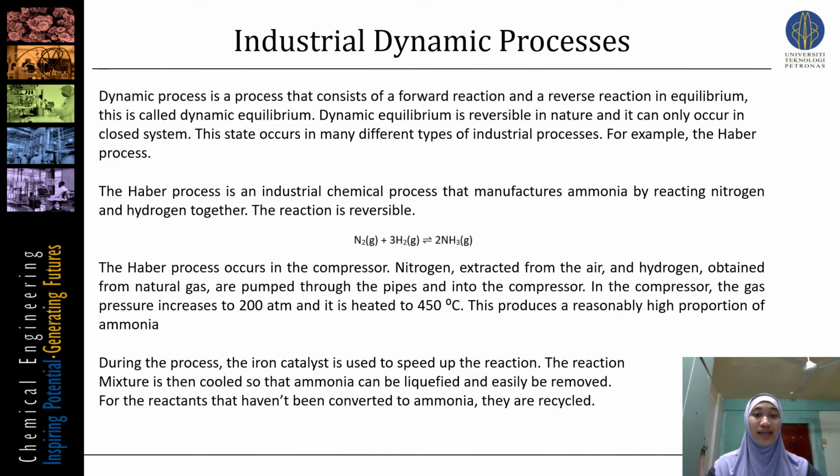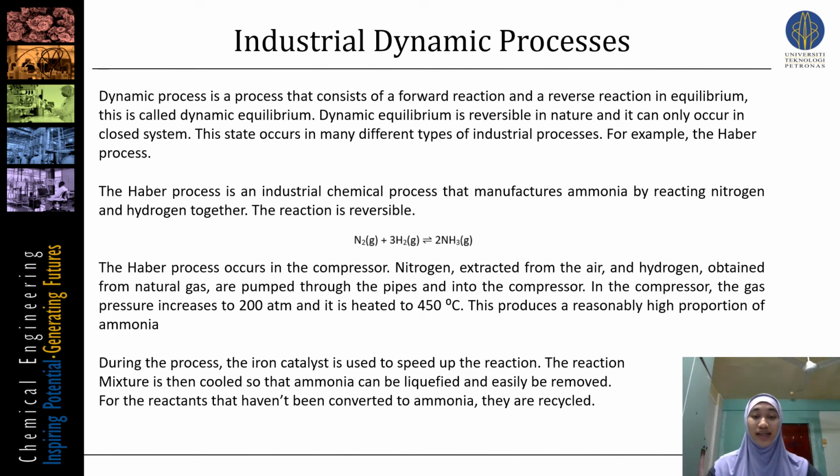A dynamic process is a process that consists of a forward reaction and a reverse reaction in equilibrium. This is called dynamic equilibrium. Dynamic equilibrium is reversible in nature, and it can occur in a closed system. This state occurs in many different types of industrial processes. For example, the Haber process.